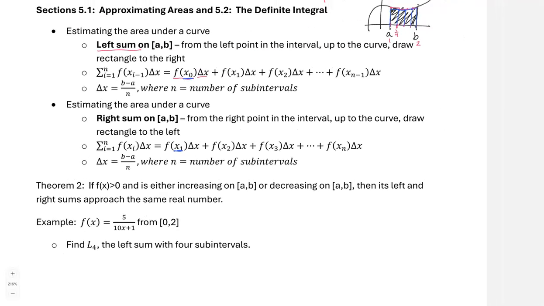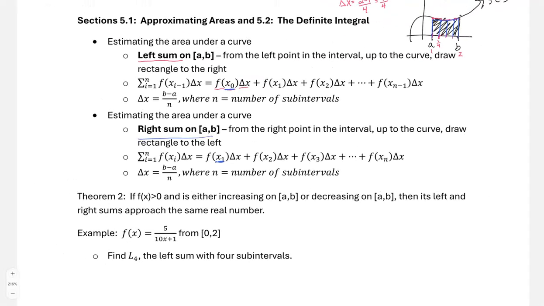So then what's going to happen is we're going to find a left sum and a right sum. One of those will overestimate what's going on. One of them will underestimate what's going on. So the actual area would live between these two values.